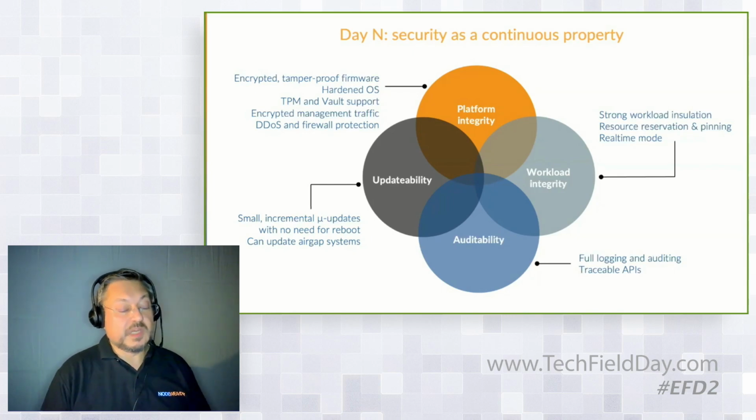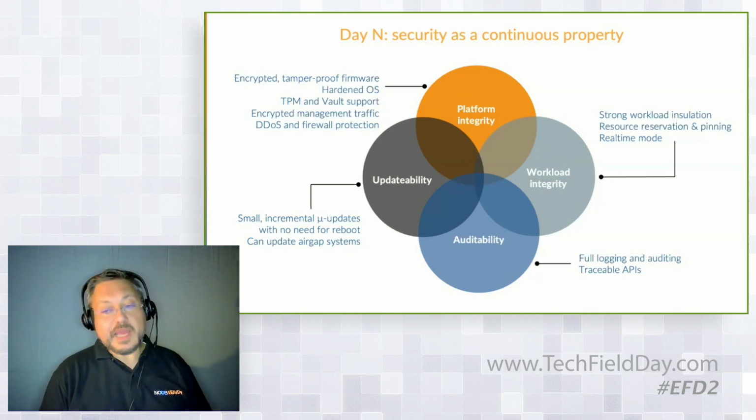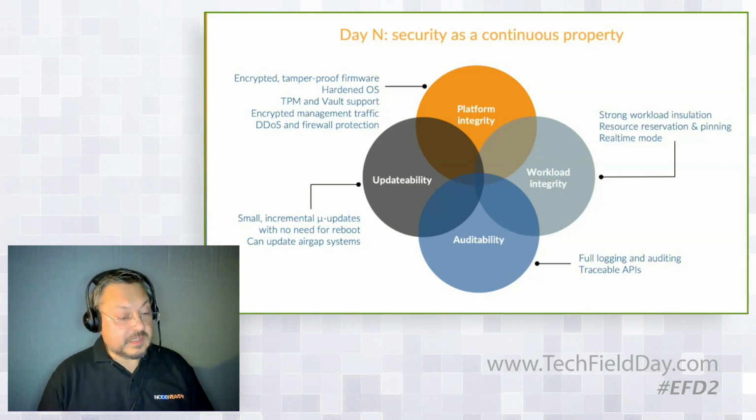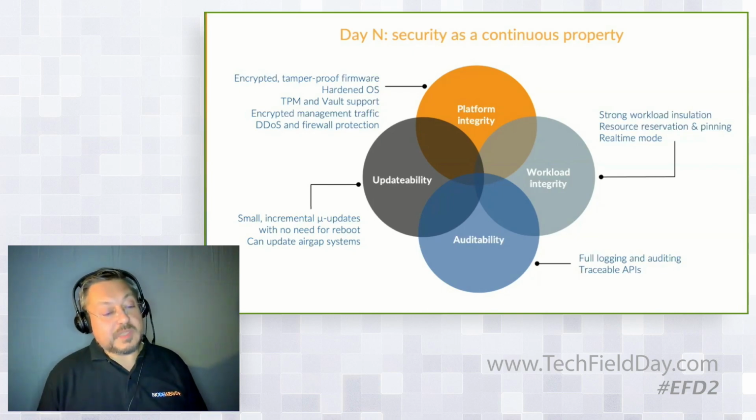We have soft and hard barriers for resources like CPU, memory, and I/O. And we have a set of extensions like pinning that allow us to reserve hard parts of the system. We have a special real-time mode that allows us to provide low latency guarantees on everything. We have updates that are small, incremental, and encrypted, with no need for reboots, so the system remains live. And we can also update air-gap systems.